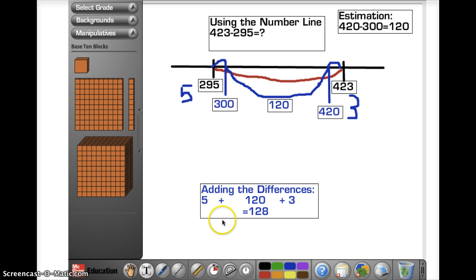Now we want to add the differences. 5 plus 120 plus 3, which is 128. So basically what I did was I used my estimate and then added the numbers that I left out, which was 3 and 5.